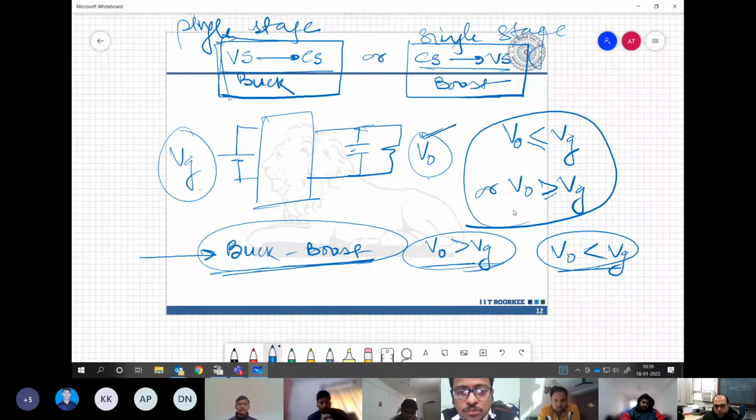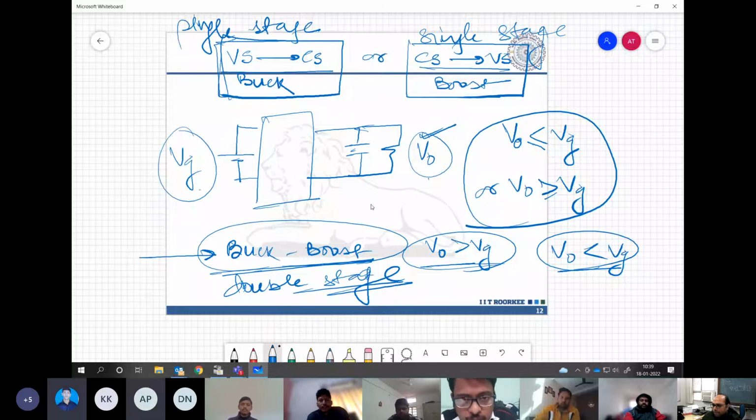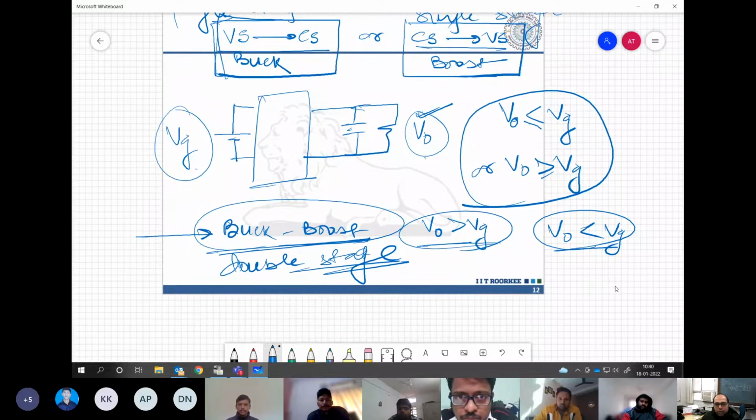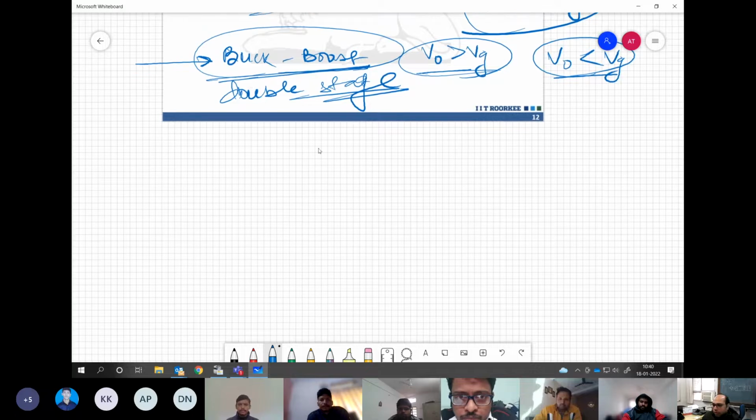Now what we may have, let's say, is double stage power conversion. Is my voice clear to all of you? Yes, sir. So basically, in the buck boost converter, because we are starting with buck, it definitely starts with some voltage source.